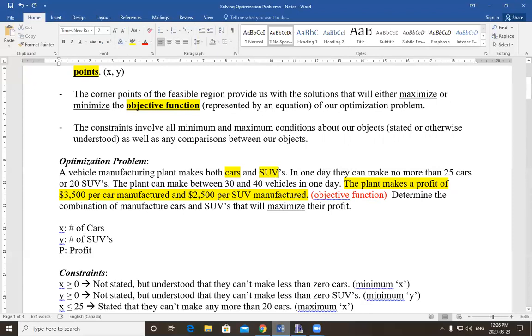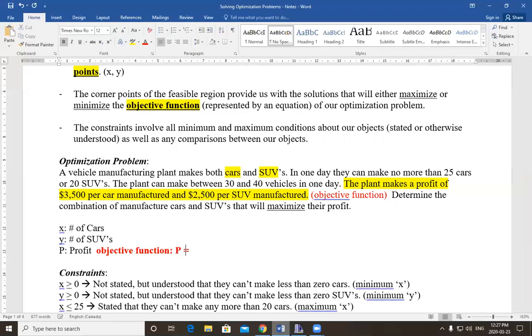A tricky thing that students find is determining what the variables represent. We're talking about manufacturing cars, so x will be the number of cars, and manufacturing SUVs, which will be represented by y. Now, because we're looking for a profit in our objective function, capital P will represent our profit. And let's just deal with the objective function right away, so you can see how we will build this.